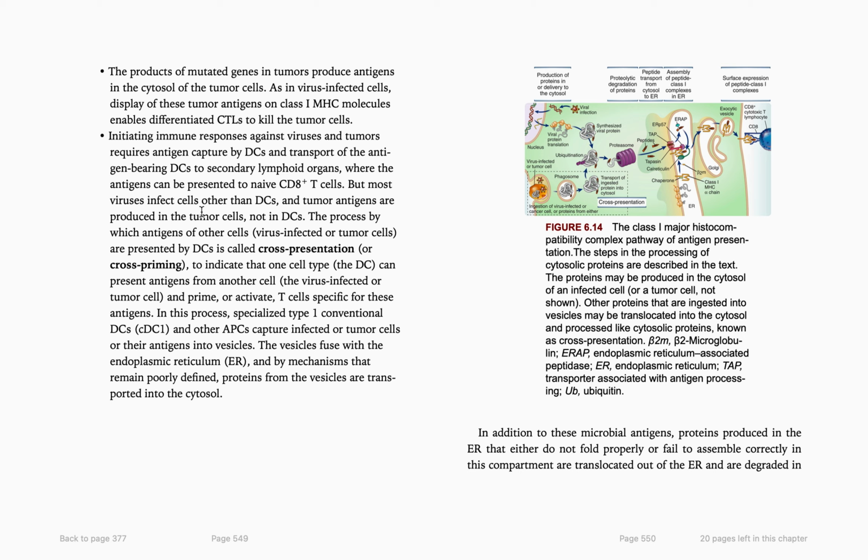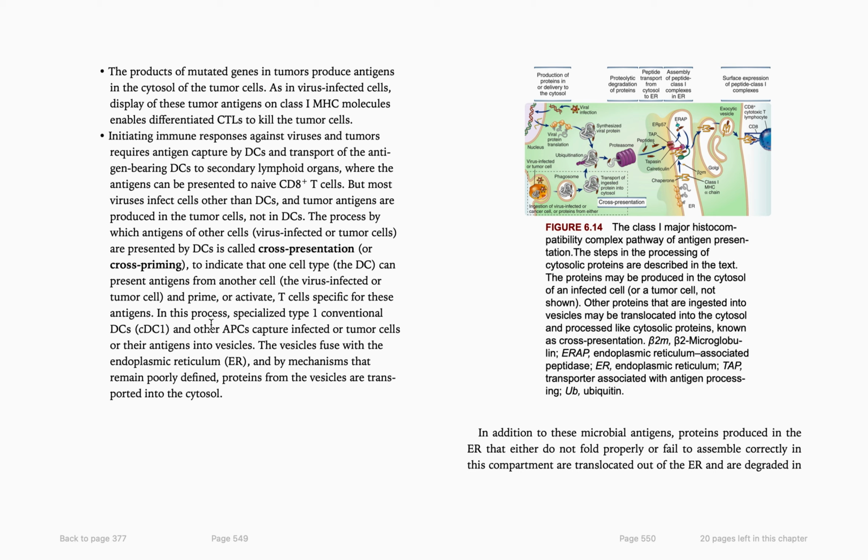But most viruses infect cells other than dendritic cells, and tumor antigens are produced in tumor cells, not in dendritic cells. The process by which antigens of other cells, virus-infected or tumor cells, are presented by dendritic cells is called cross-presentation or cross-priming, to indicate that one cell type, the dendritic cell, can present antigen from another cell and prime or activate T cells specific for those antigens.